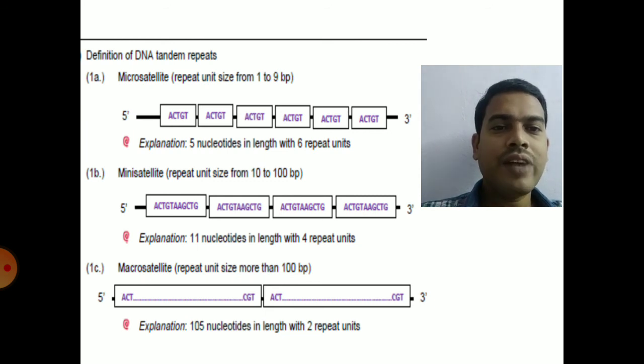Microsatellite, 5 nucleotides in length, 6 repeat units. Minisatellites, 11 nucleotides in length, 4 repeat units. And macrosatellite, 105 nucleotides in length with 2 repeating units. So that is macro and minisatellites.